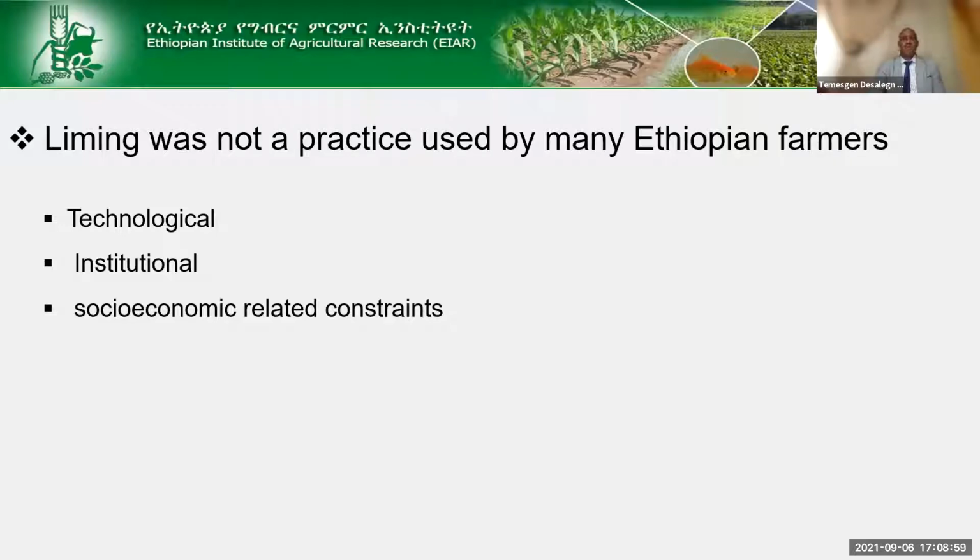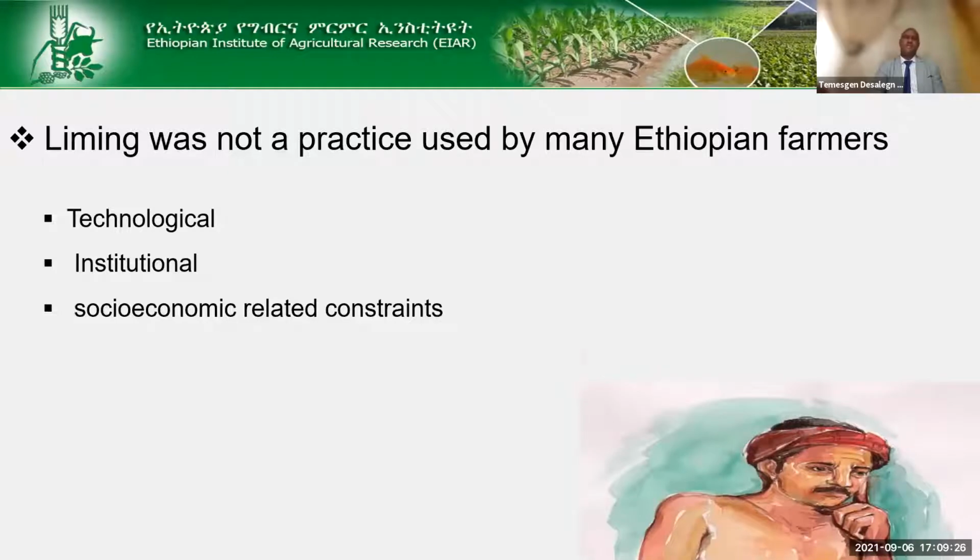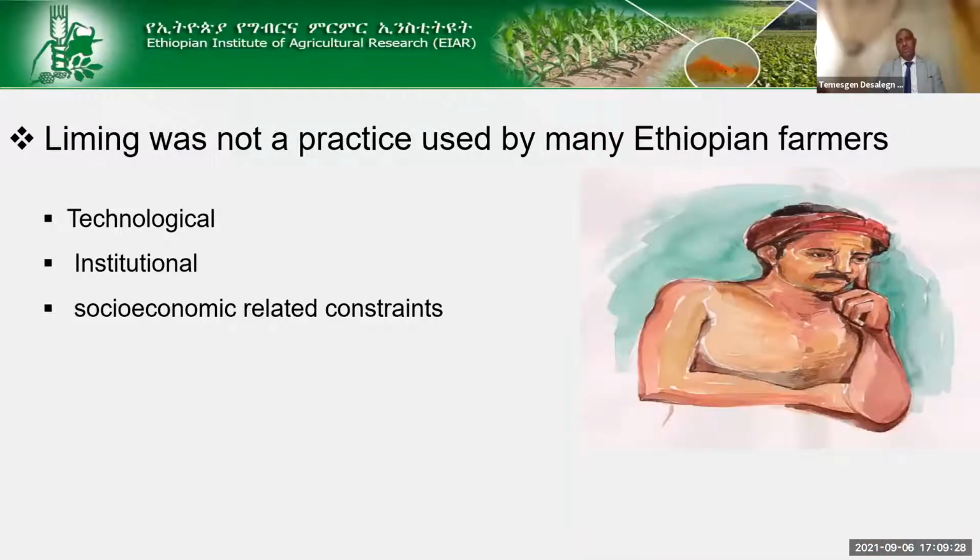It's also a problem with regard to institutional responsibility. Until recently, there was no institution responsible for management of soil acidity. It was totally overlooked in many African countries, including Ethiopia. After we started working on soil acidity, especially with regard to amendment through liming, we came to know that it also has socioeconomic constraints, mainly related to transportation cost.